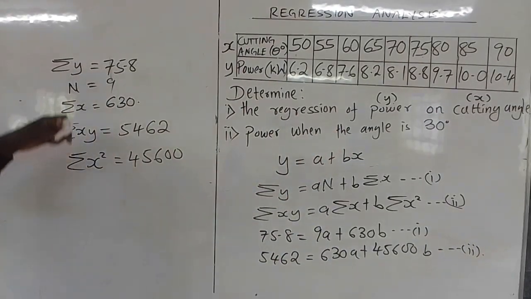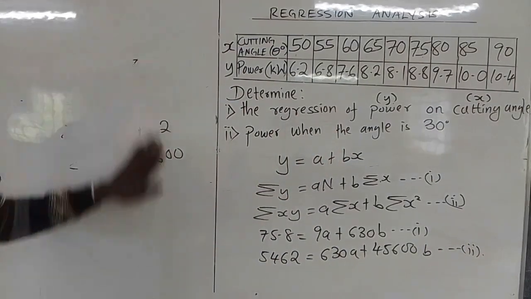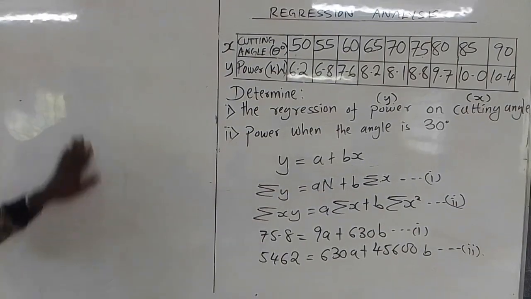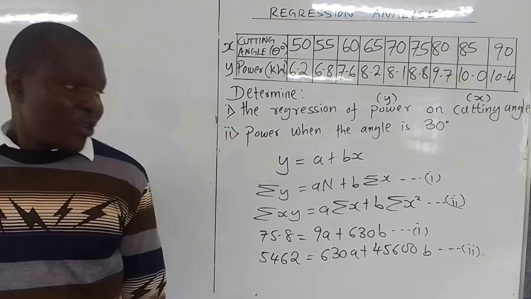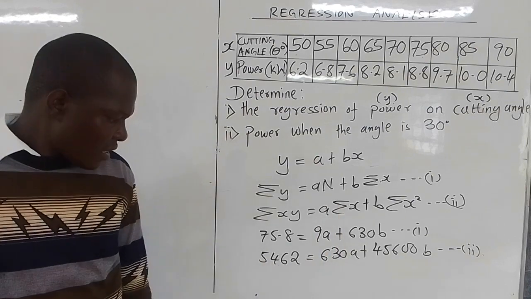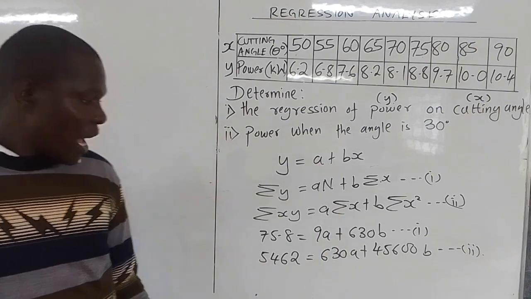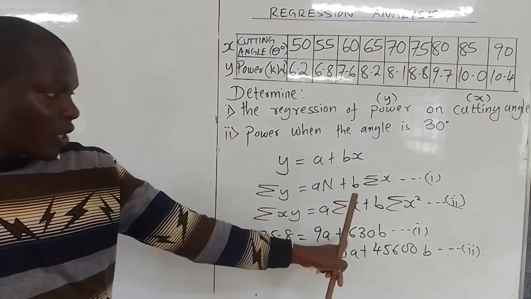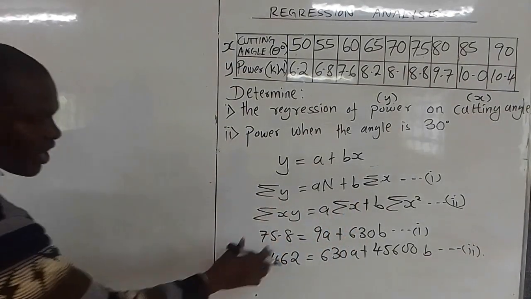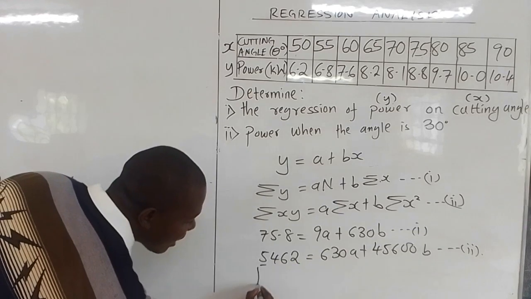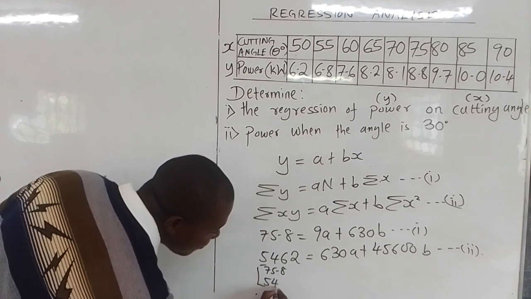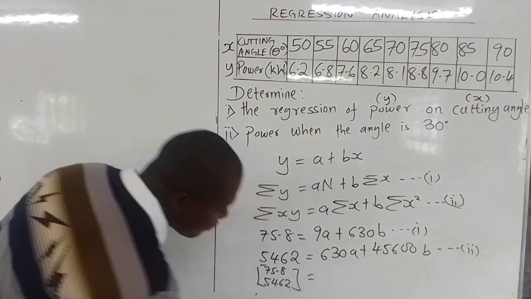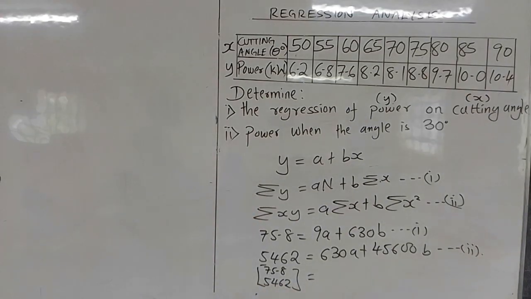Now, I want to show you the best way to do this. You don't need to go to substitution or elimination. You go to Cramer's rule. Are you seeing that? So in Cramer's rule here you can see we have the two matrices. This side, which matrix do we have here? 75.8 and 54.62, isn't it? Are we together? That is the matrix we have there.